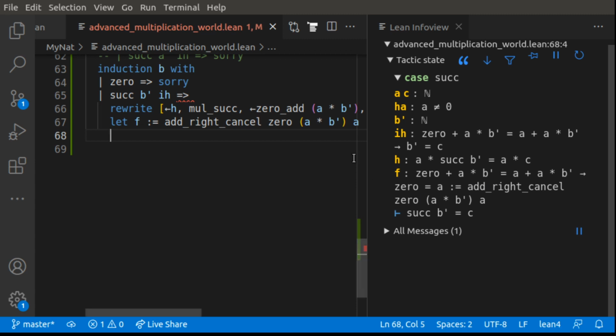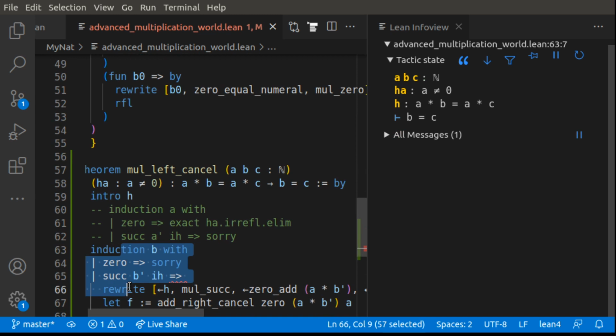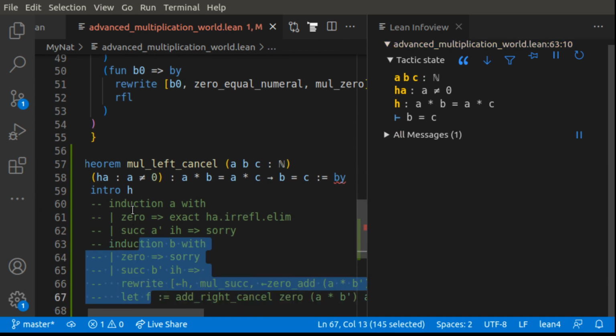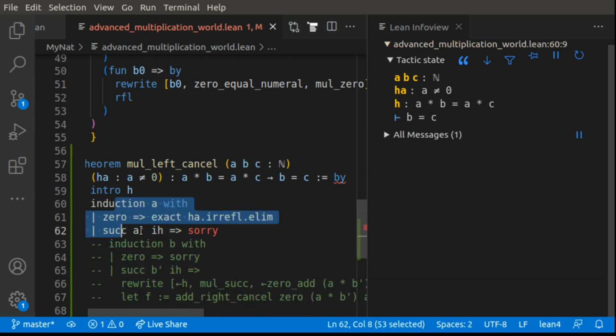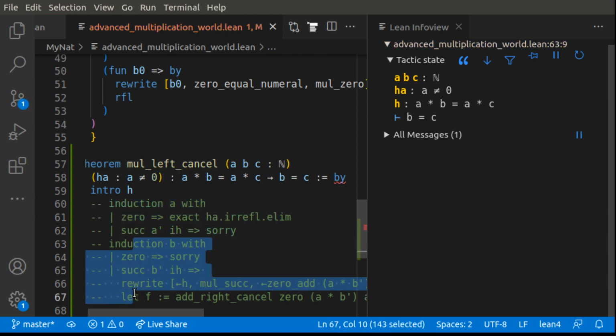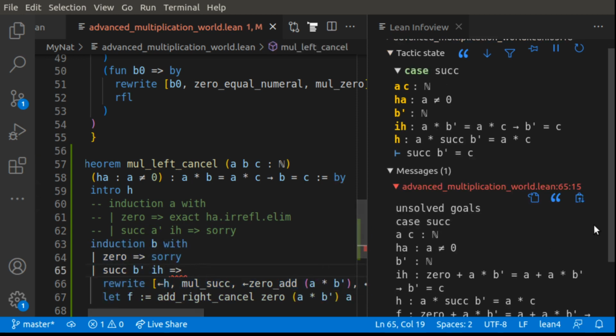Our inductive hypothesis is useful. Let's see if this is true. When we do induction on C, or I guess the same as doing induction on B, our inductive hypothesis is useless because it's not true. Yeah. So if we do induction on B or C, it's just not true.